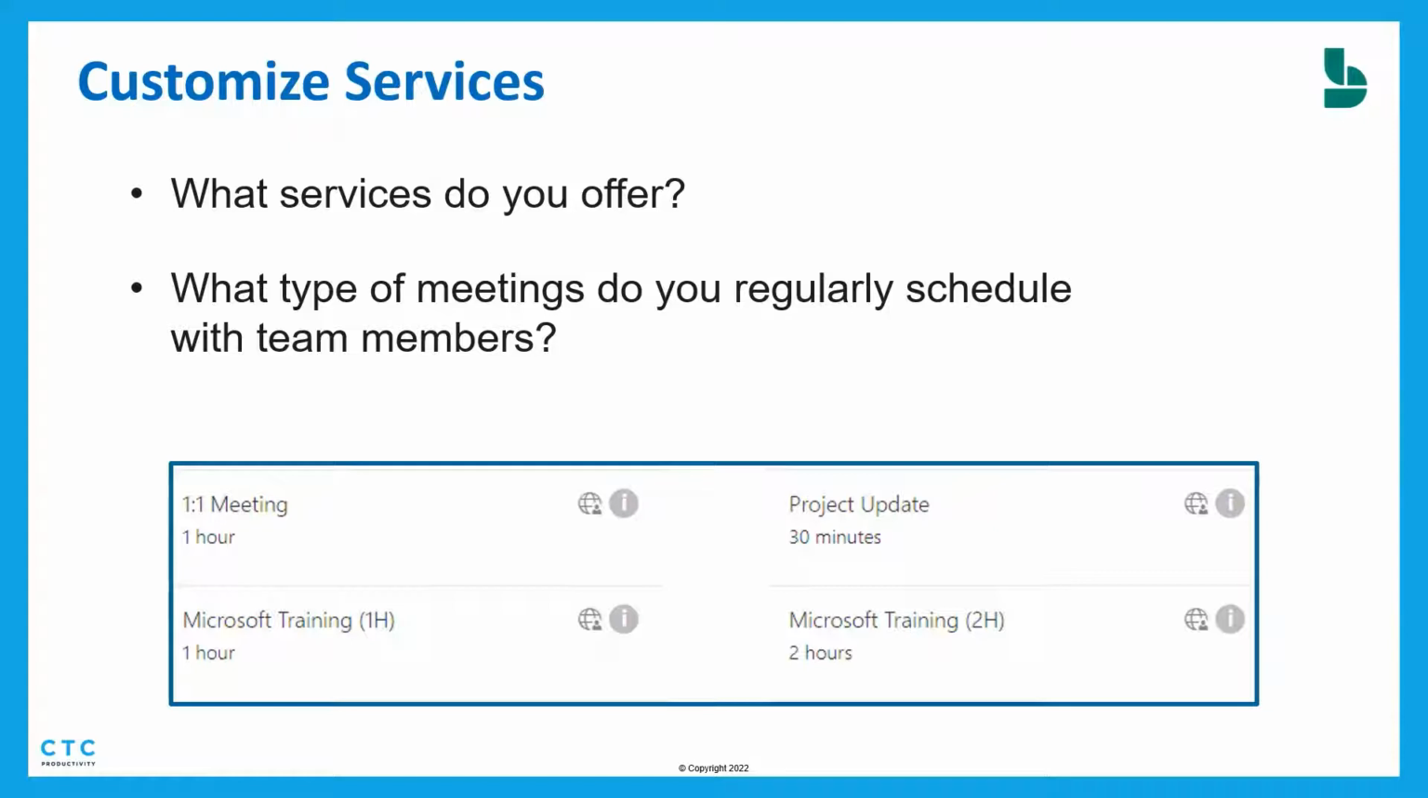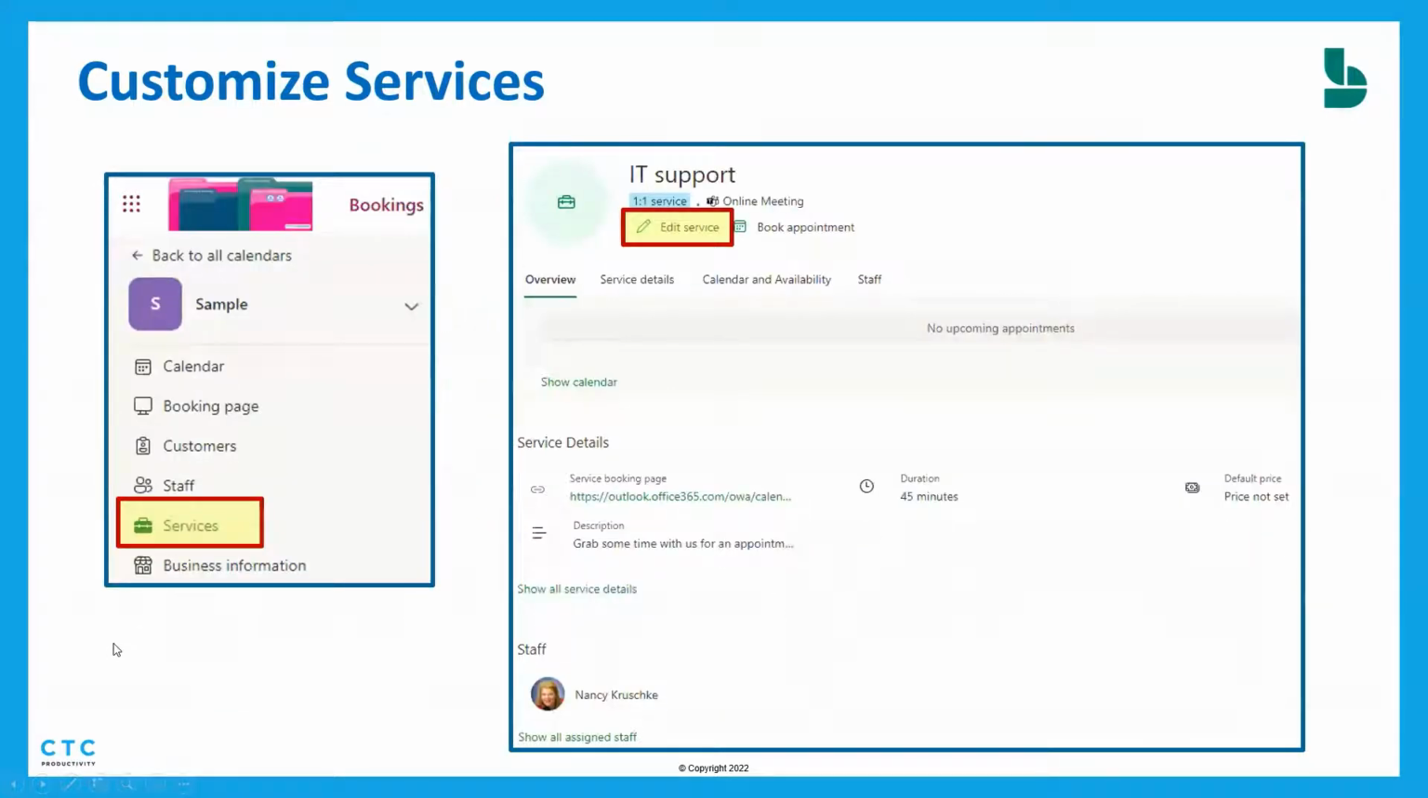And so you can go ahead and set up, all right, here, I'm going to do a Bookings calendar for my one-on-one. And you can identify that they can only schedule one-on-one meetings at certain times of the day, certain days of the week. Do you need to schedule project update meetings, and how long do you want it to be? Microsoft training sessions, if that's something that you're scheduling. So you get to choose what these are and set those up.